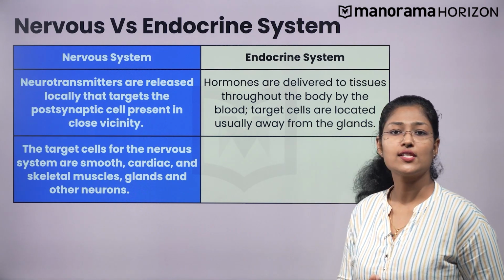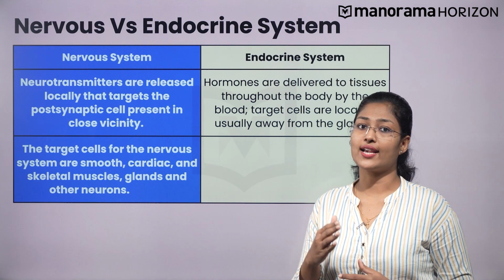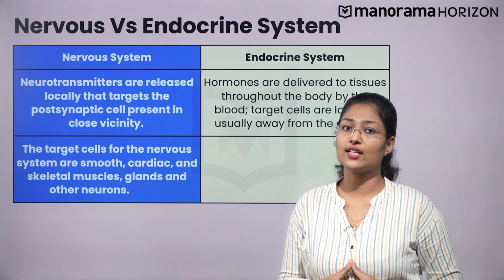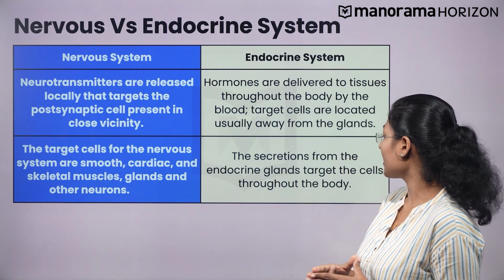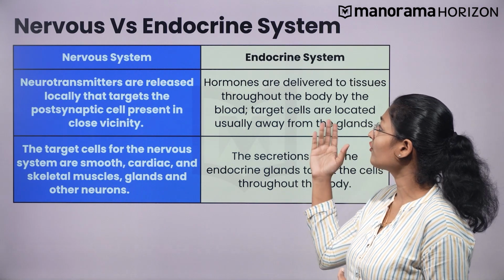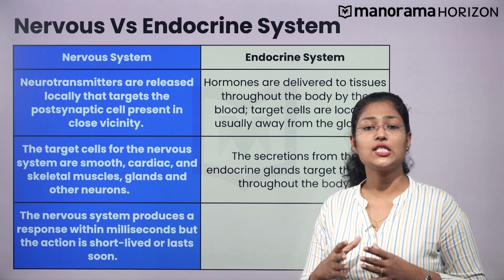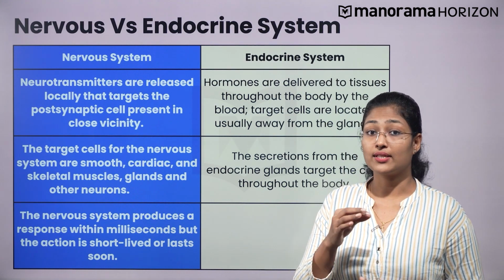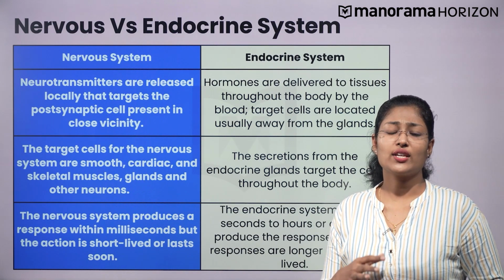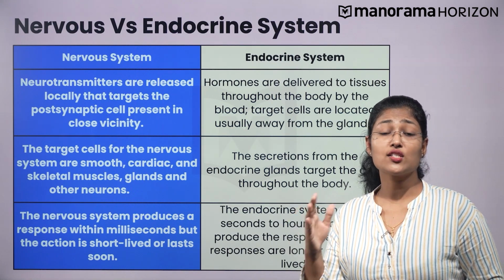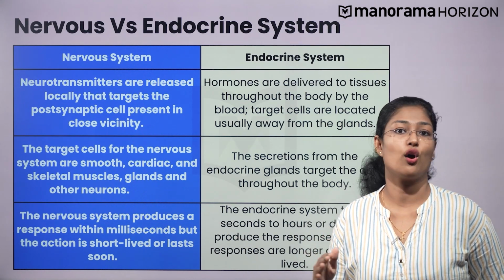In the case of the nervous system, the target cells are smooth, cardiac and skeletal muscles, glands and other neurons. The secretions from the endocrine glands target the cells throughout the body. The nervous system produces a response within milliseconds, but the action is short-lived. The endocrine system takes seconds to hours or days to produce the response, but the responses are longer and long-lived.